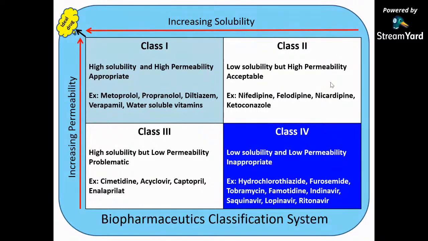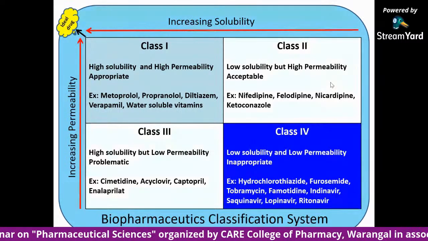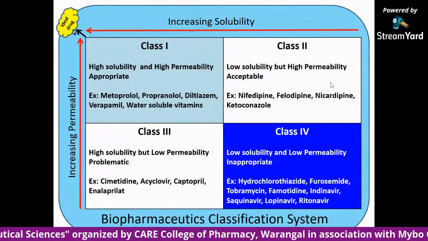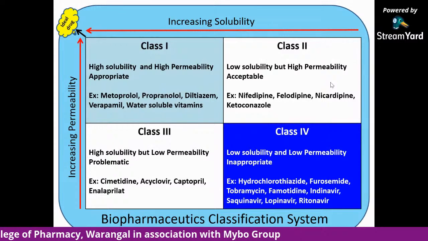Class 3 drugs, high soluble but low permeable. Examples are cimetidine, acyclovir, captopril, and enalapril. Class 4 drugs are the low soluble and low permeable drugs, and these are inappropriate. So examples are the HCTZ, hydrochlorothiazide, and the diuretic furosemide, tobramycin, famotidine, indinavir, saquinavir, lopinavir, and ritonavir.